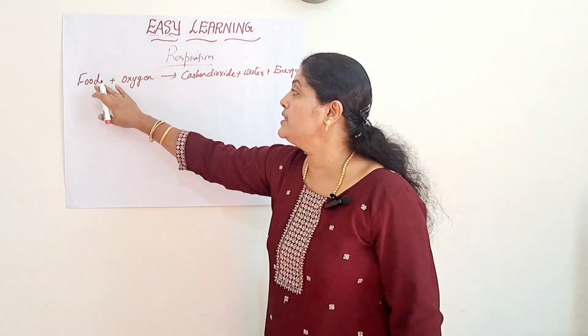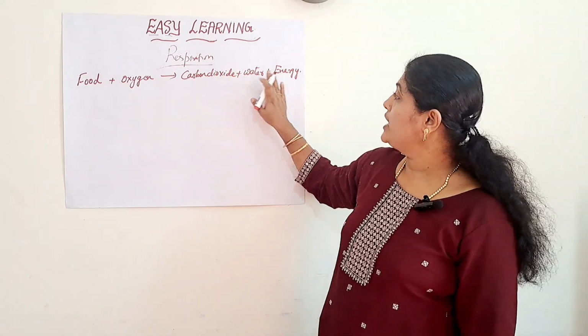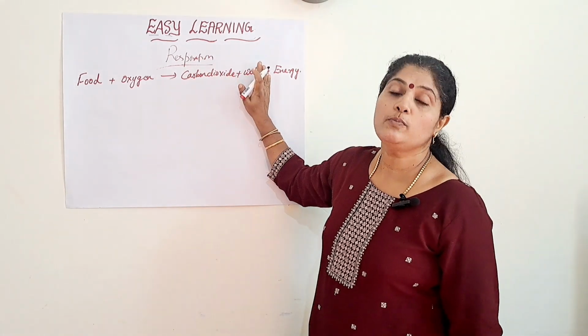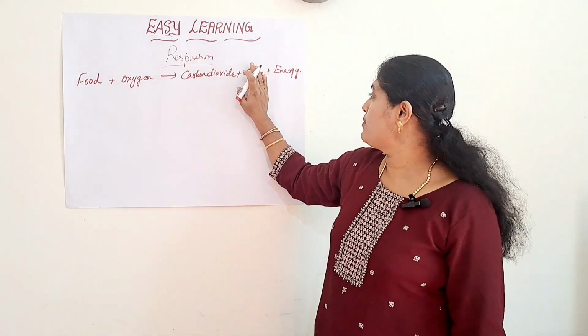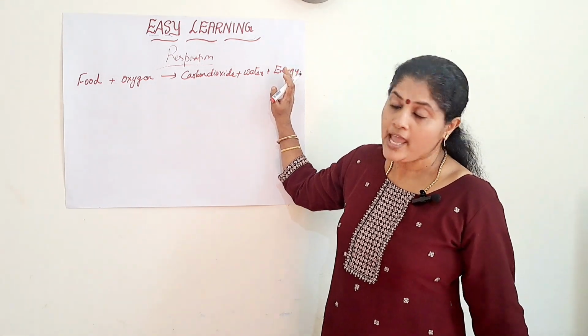So food is burned in the presence of oxygen, and then you are getting what? Carbon dioxide, water and energy. Carbon dioxide is the waste product. This is not at all needed for our body. Water is utilized by our body for other metabolic activities, and energy is also utilized by our body for all the metabolic activities.